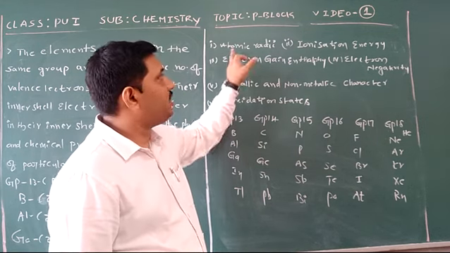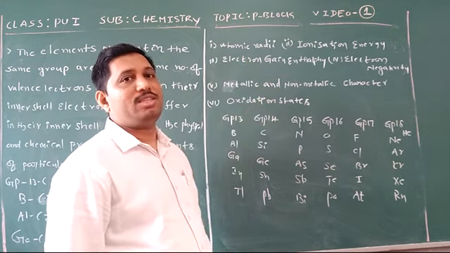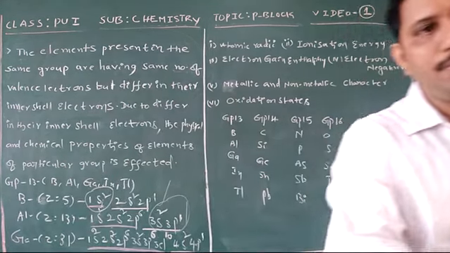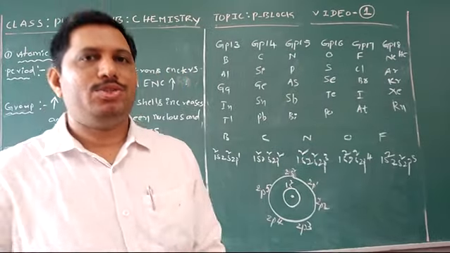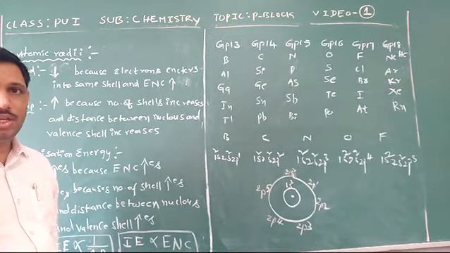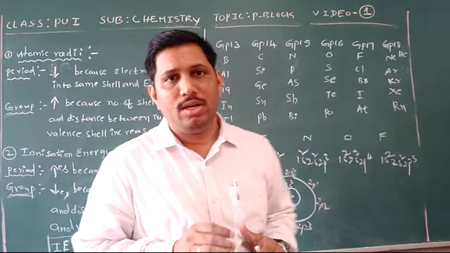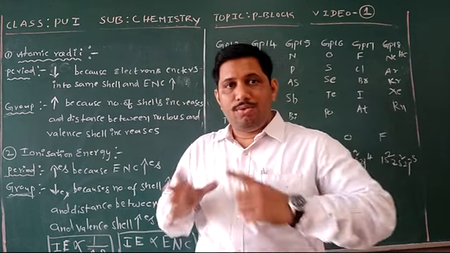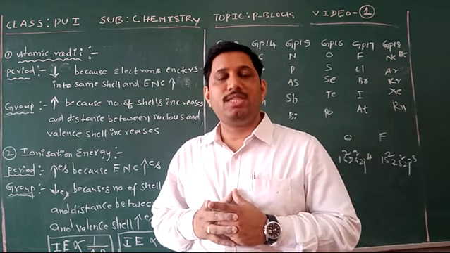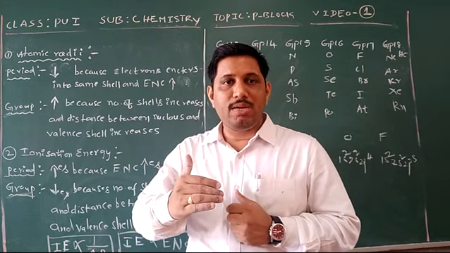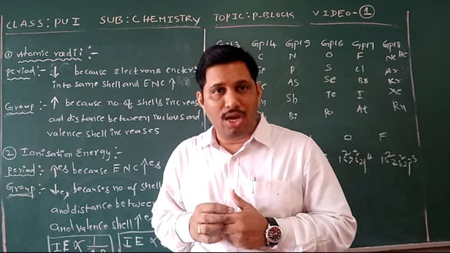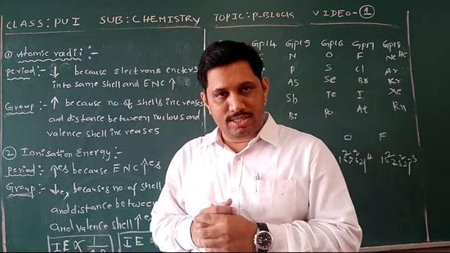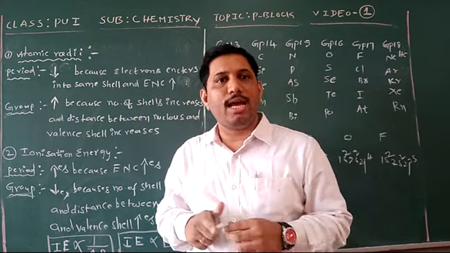Okay, students. Now we are discussing these properties one by one. Copy this. Next one, there are 6 properties we are discussing one by one. The first property, student, is atomic radii. We know that in the periodic classification of elements, atomic radius is defined as the distance between the center of the nucleus and the valence shell of an atom. For a group of elements, we call it atomic radii.